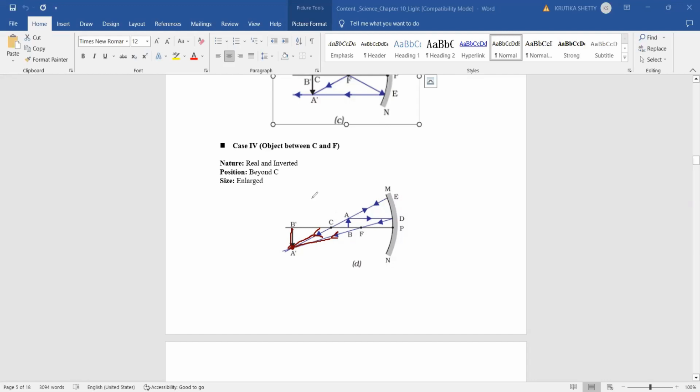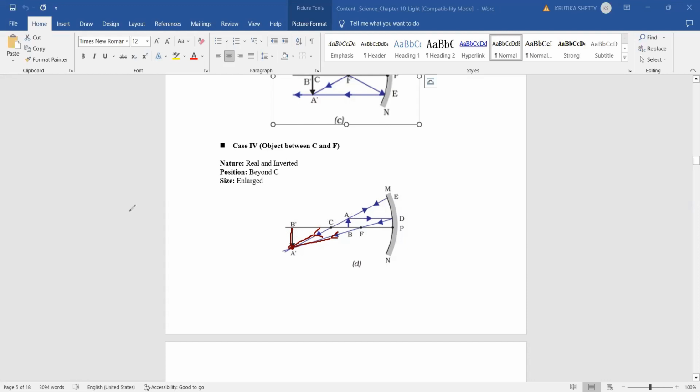Yes. So what is the case here? The object is placed between the center of curvature and the focus. The image formed is real, yes, and it is also inverted. And where is it formed? It is forming beyond the C. And what is the size here? It was small, but whatever image you are getting, it is a little bigger one.